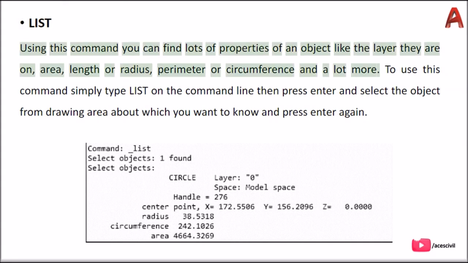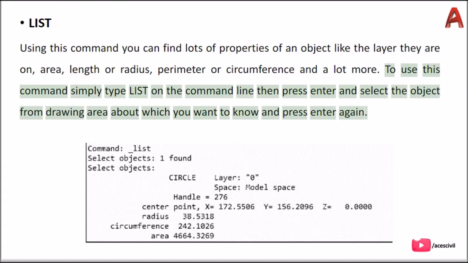Using this command you can find lots of properties of an object, like the layer they are on, area, length or radius, perimeter, or circumference, and a lot more. To use this command, simply type list on the command line, then press enter and select the object from the drawing area about which you want to know and press enter again.